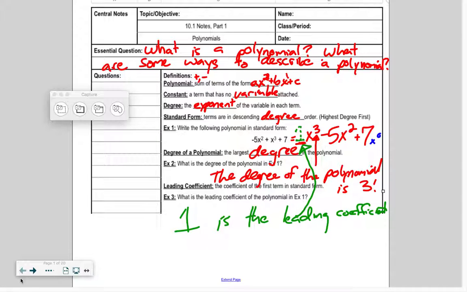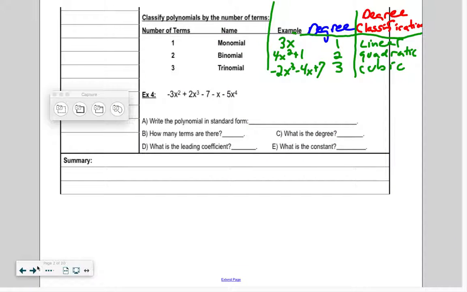There we are. Here we had to add a little bit to our table. So you can copy down what I have right here. Please do that. You can pause it. So we have an example, we have a degree. Go ahead and write those numbers down, and we have a degree classification. Please write that down now.